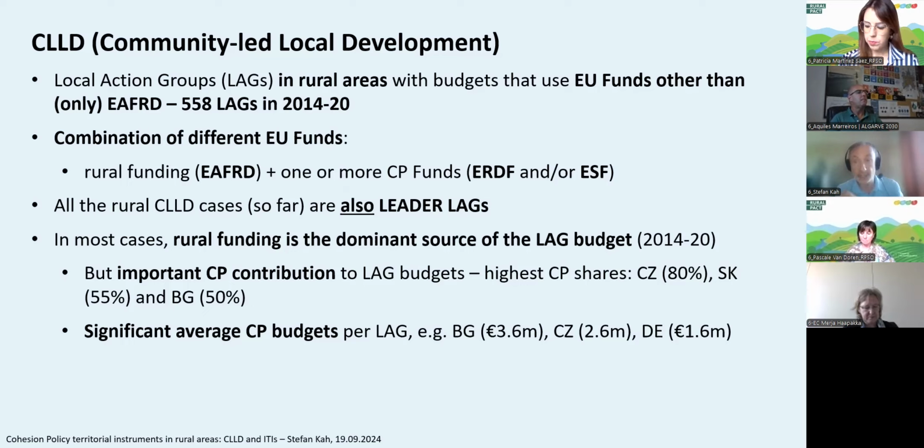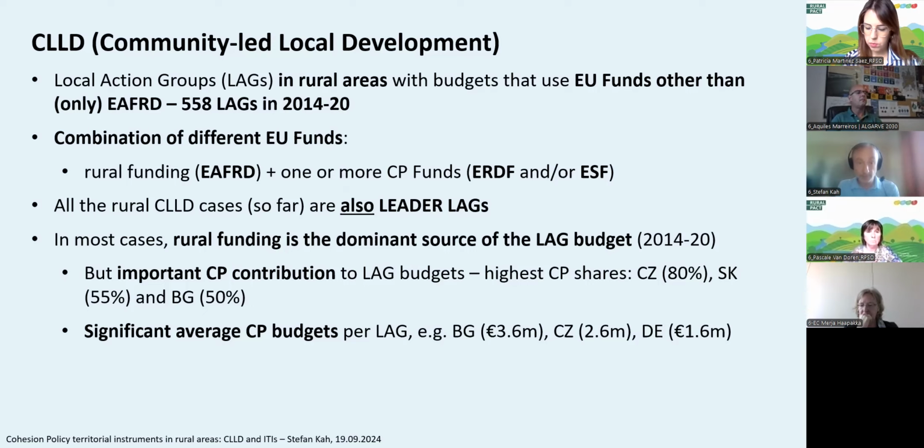And the key thing here is that they are combining different EU funding sources. There's the rural funds, and it's always combined with one or more of the cohesion policy funds, so ERDF or ESF or both. Typically, it's with ERDF and then the ESF added as well in some cases. So what this means is that when we look at these CLLD local action groups, they are all also LEADER groups. So almost all of them have also been LEADER groups in past program periods, but then the authorities in charge of the wider framework decided that there will also be the use of cohesion policy funds in their budgets.